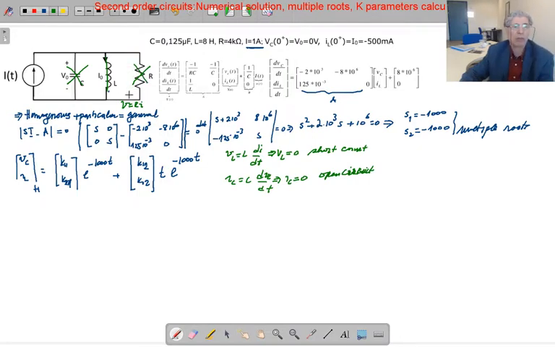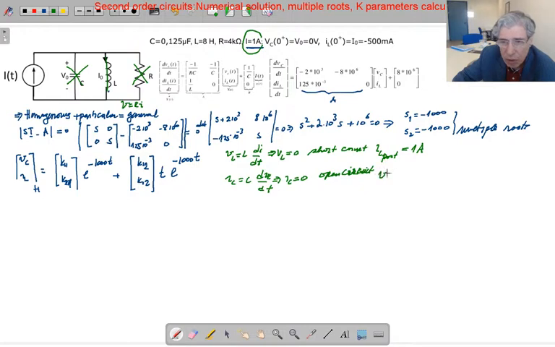We already explained all that. So with this open circuit, the current passes through the inductor. So the inductor current is equal to this current, isn't it? So the particular solution for the inductor, IL particular, is 1 amp.